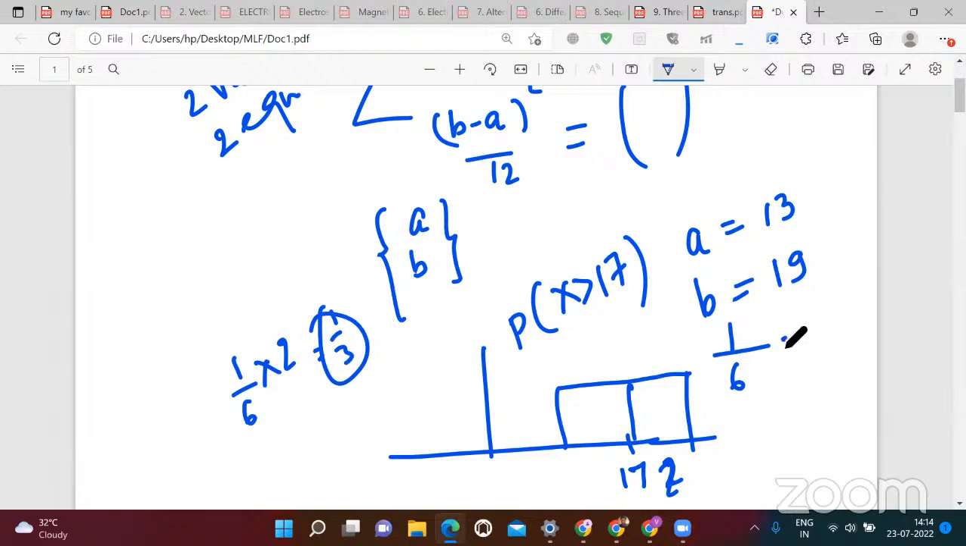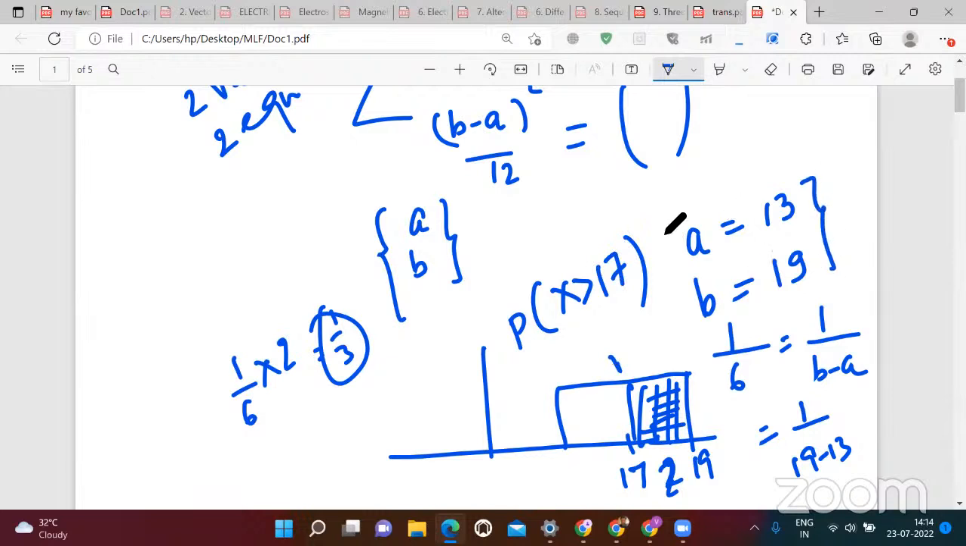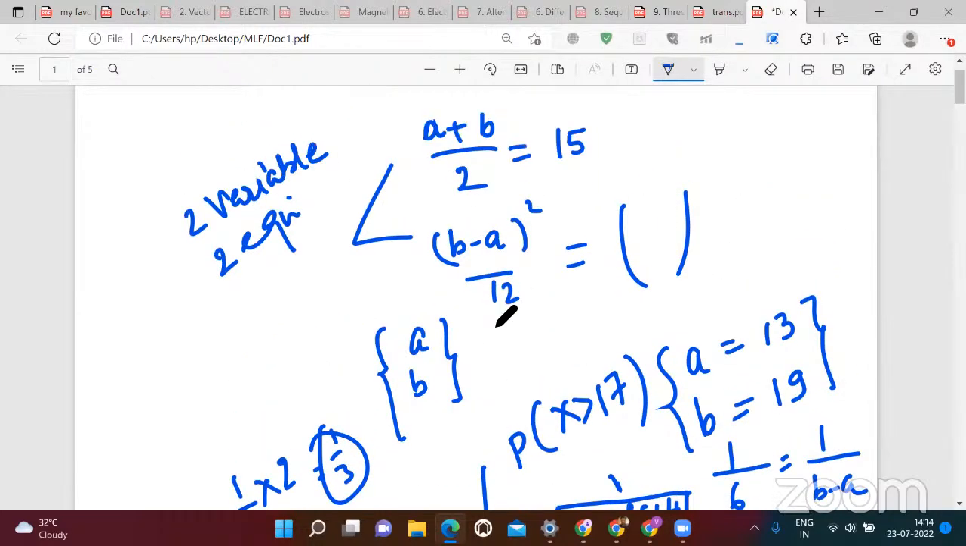This 1 upon 6 is 1 upon b minus a, that is 1 upon 19 minus 13. And the 2 is 19 minus 17, because you need to calculate this area to get the probability x greater than 17. I just took some random values, but you can calculate a and b from these equations, right? Yes, sir.